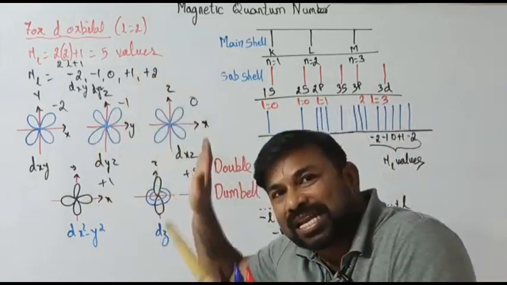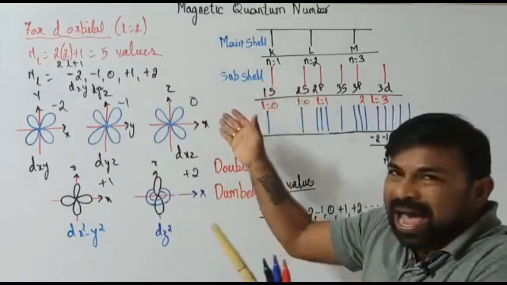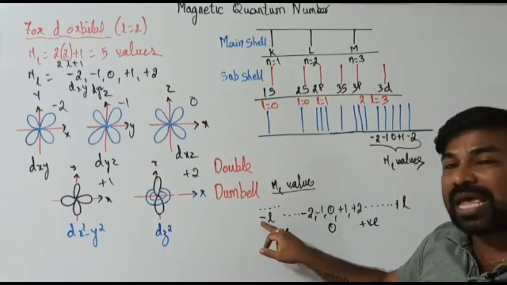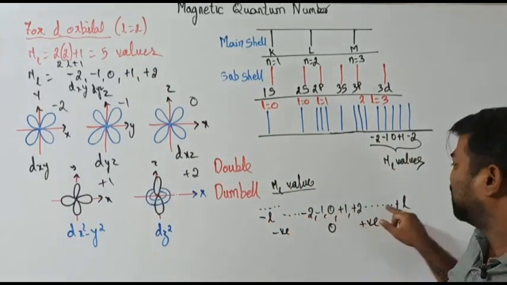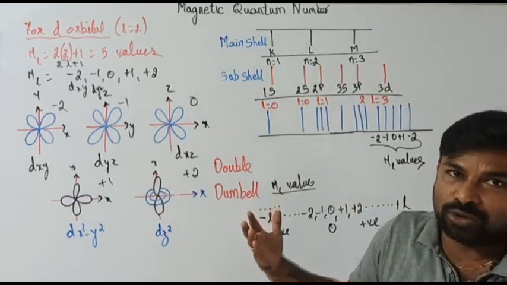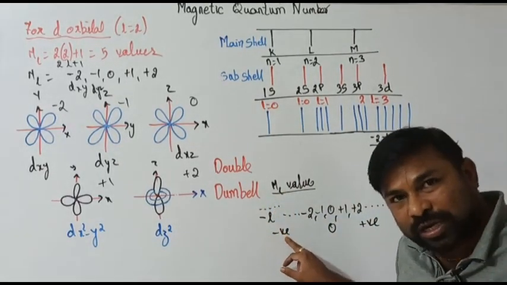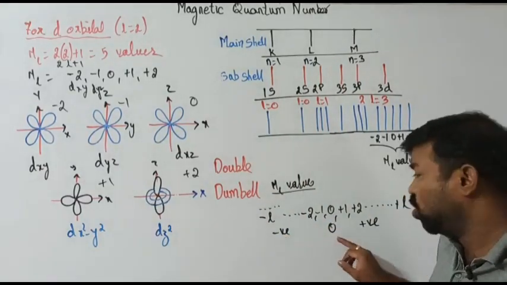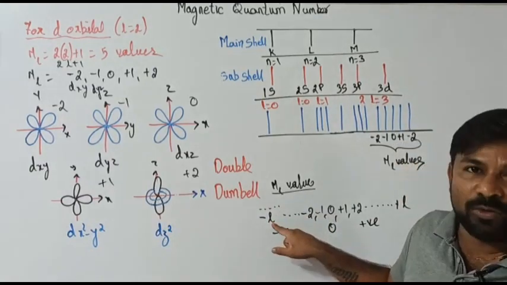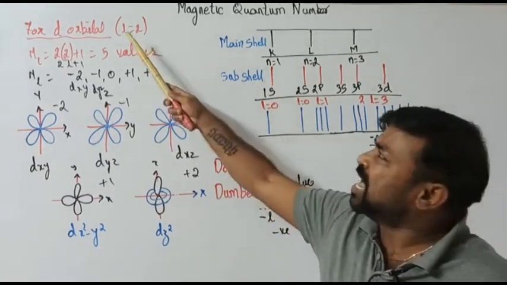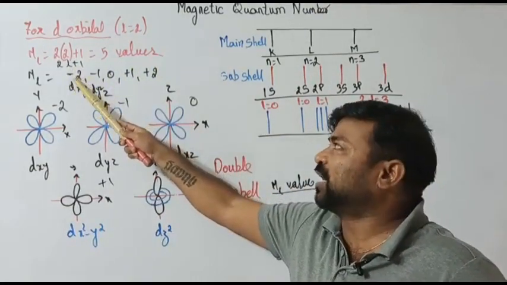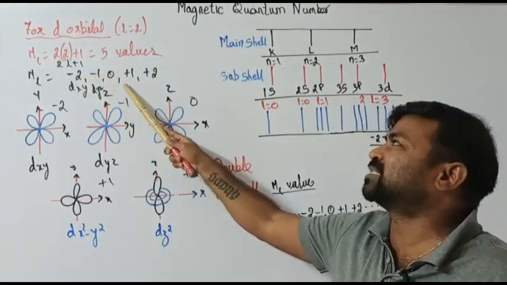Because it is clearly said in the magnetic quantum number that the m value takes values from -L to +L. Now it is taking both negative values, it is taking 0, and it is also taking positive values. So it depends upon the L value from where it starts. Here the L value is 2, therefore it has to start from -2, -1, 0, +1 and +2.